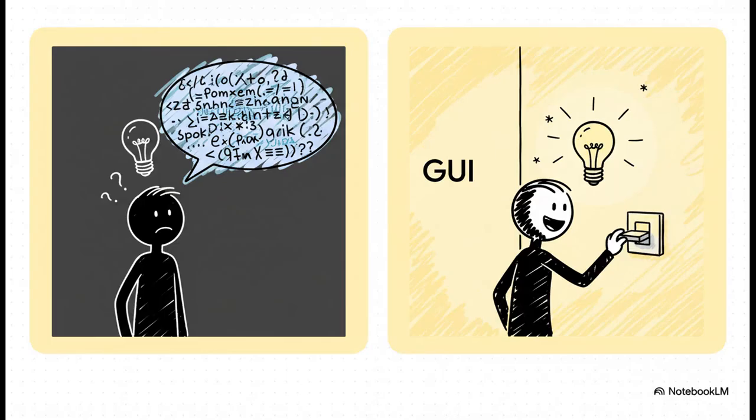And there are really 2 main ways to design this interaction. On one hand, you have the command line interface, or CLI. This is kind of like needing to know a specific magic word to turn on the lights. It's incredibly powerful, but only if you already know the secret language. Then you have the graphical user interface, or GUI, which is what most of us use every single day. That's the light switch on the wall. It's intuitive, it's visual, and pretty much anyone can figure it out.